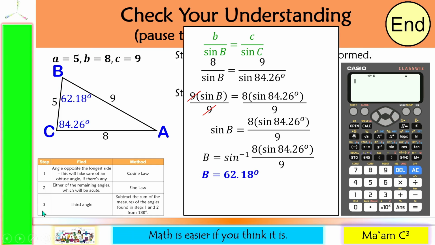And for the third step, the last angle. We can solve this by subtracting these two angles from 180 degrees. And this will give us 33.56 degrees. Let me write it here.